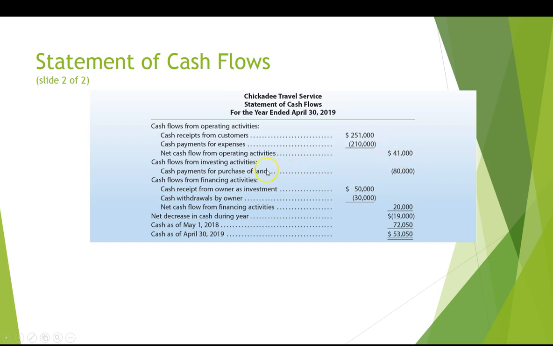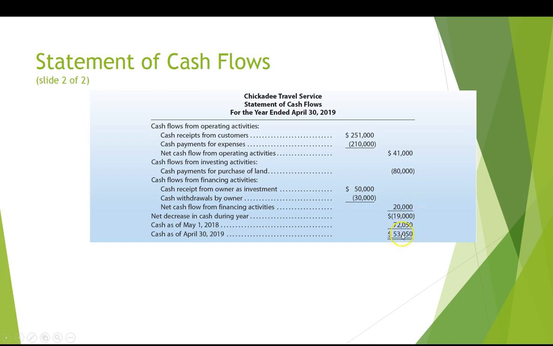Cash flow from investing activities, in this case, we just purchased some land. So that was a cash outflow. Cash flows from financing activities, we had an owner investment that made it go up and an owner withdrawal that made it go down. So we get to the net cash from financing. The net decrease in cash was calculated by saying from operating, from investing, and from financing. So $41,000 minus $80,000 plus $20,000 gave you a negative $19,000.